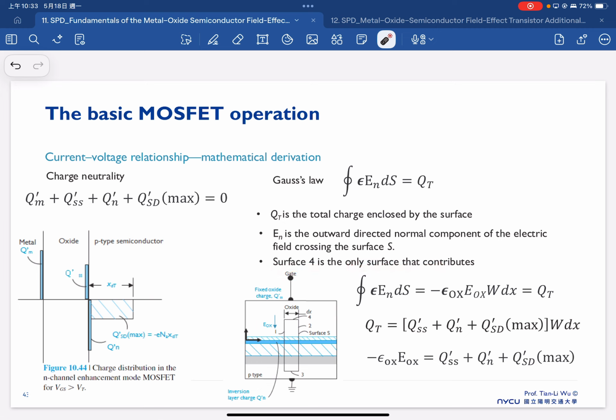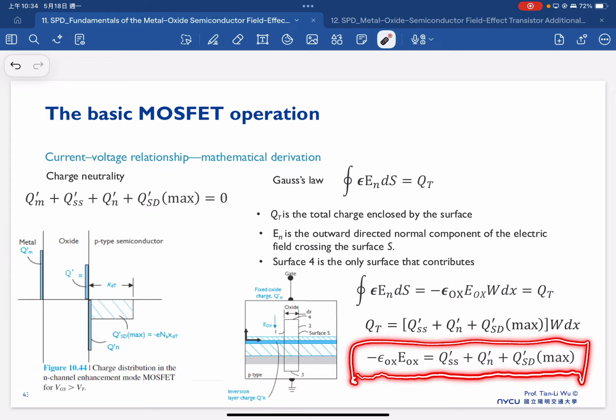So therefore, by considering this fundamental equation, which equals Qt, finally we can have this result as shown here. So that leads to this equation.